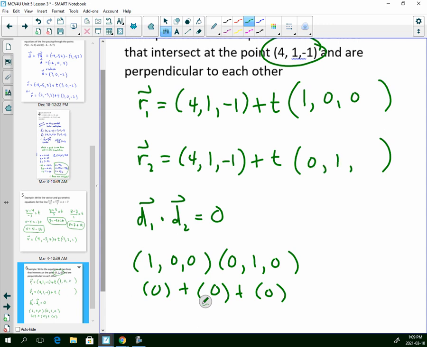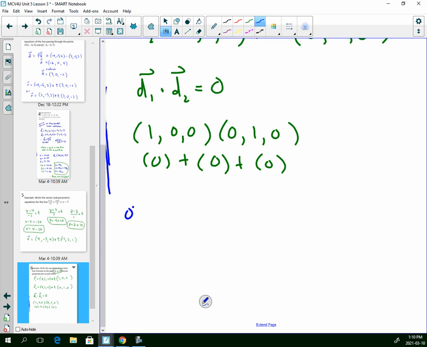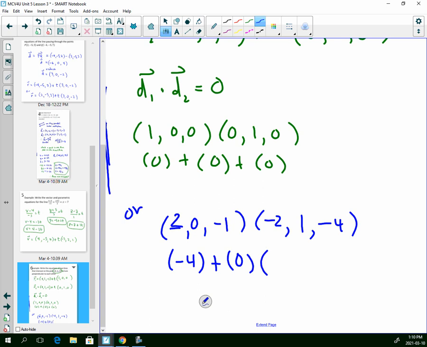And I could put the 1s and 0s in wherever I want. I could use some other numbers, okay? As long as the dot product is 0. So for example, I could say, let's make it 2, 0, -1. What would I multiply that by to get 0? Well, I could make that -2. I could make this 1. So right now I have -4 plus 0, so I need a +4, so I could make that -4. Okay? So 2 times -2 is -4, 0 times 1 is 0, and -1 times -4 is +4. That works out to be 0. There's another option. So you can choose whatever numbers or values you want, just making sure that the dot product equals 0.